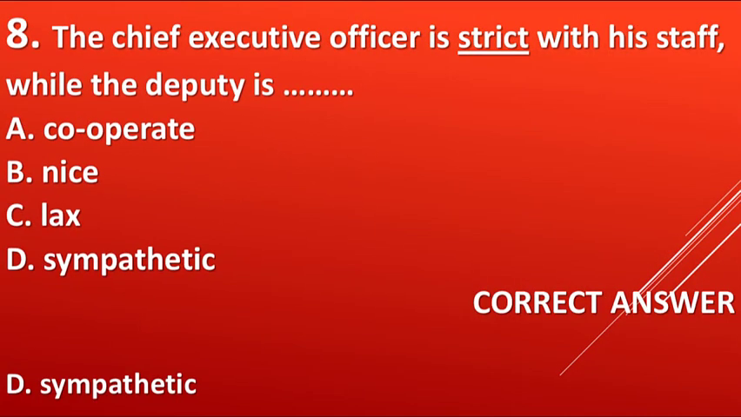Question 8. The chief executive officer is strict with his staff, while his deputy is dash. A. Cooperative. B. Nice. C. Lax. D. Sympathetic. The correct answer to this question is D. The chief executive is strict with his staff, while the deputy is sympathetic.